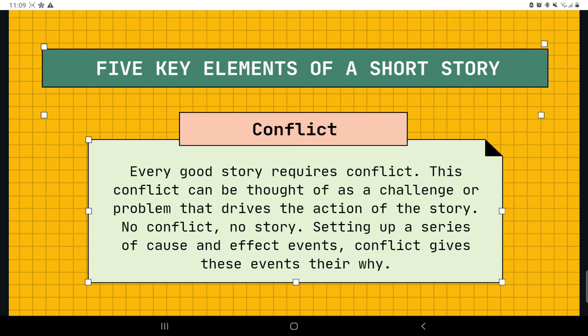Okay, so let's move on. So the first one again, setting, character, and the plot. Now we have the fourth one, the conflict. Conflict is not part of the plot, actually. Hindi siya kasama dun sa plot. This is another element. So every good story requires conflict, sabi ko nga kanina. This conflict can be thought of as a challenge or a problem that drives the action of the story. So basta merong hindi normal na nangyari, that's a conflict.